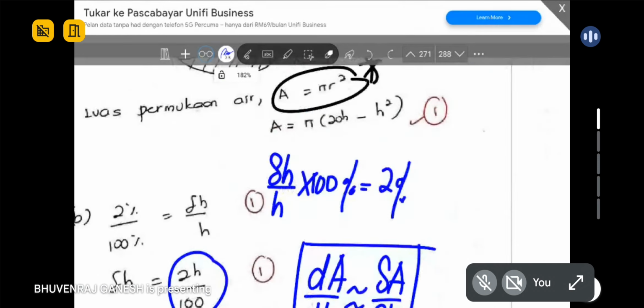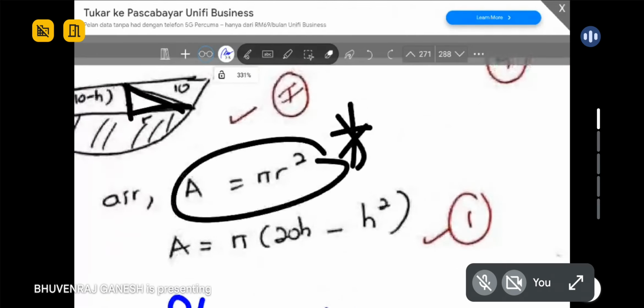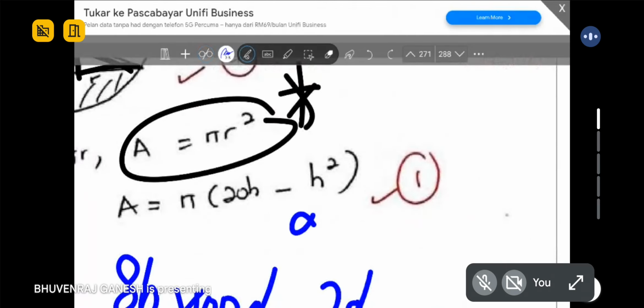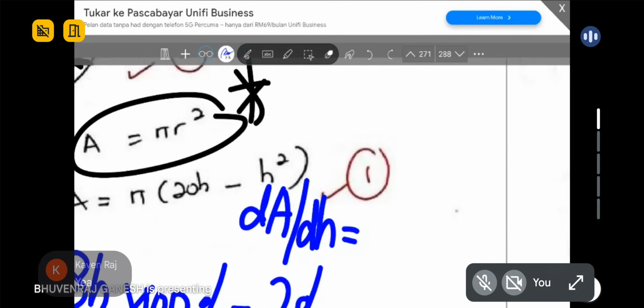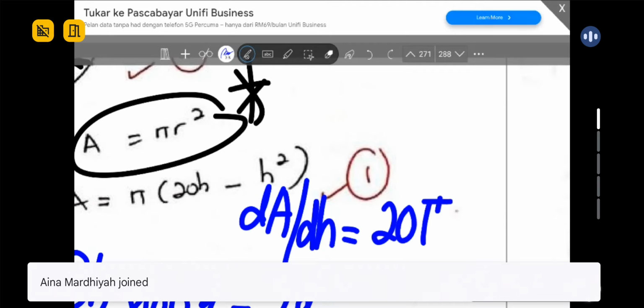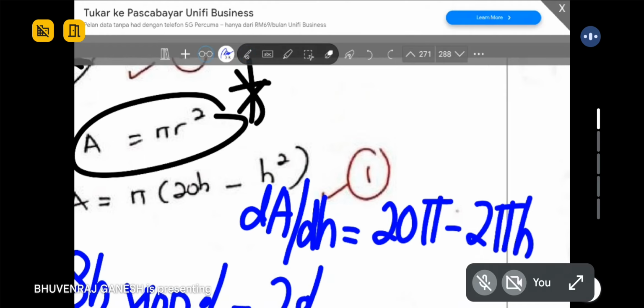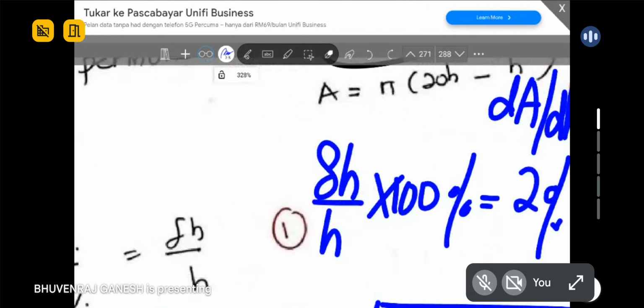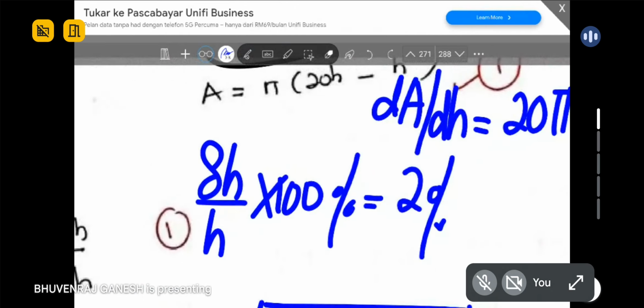So for dA over dH, you guys can differentiate this, right? Kamu boleh bezakan your answer. So you guys will actually get how much? You will get 20 pi minus 2 pi h. Correct? Very simple. The concept is just like how you count.